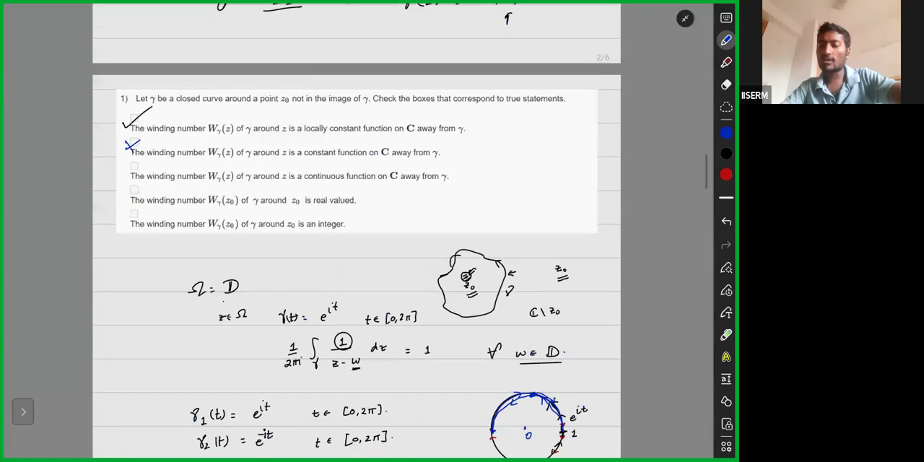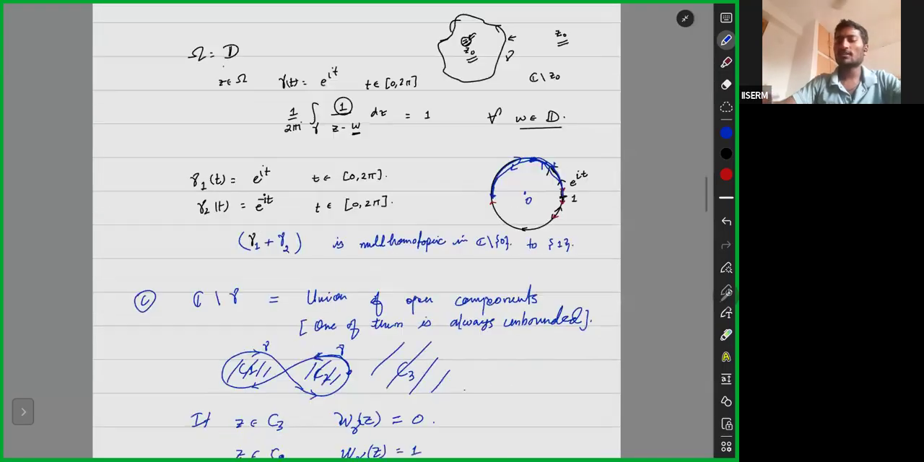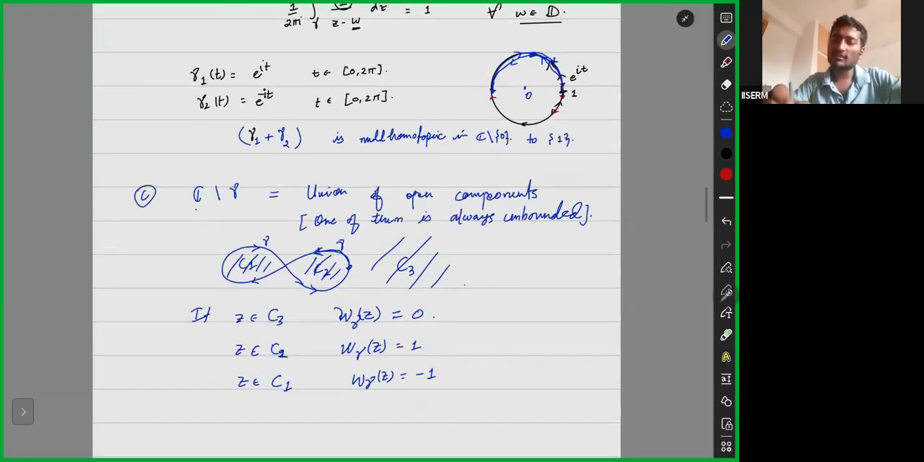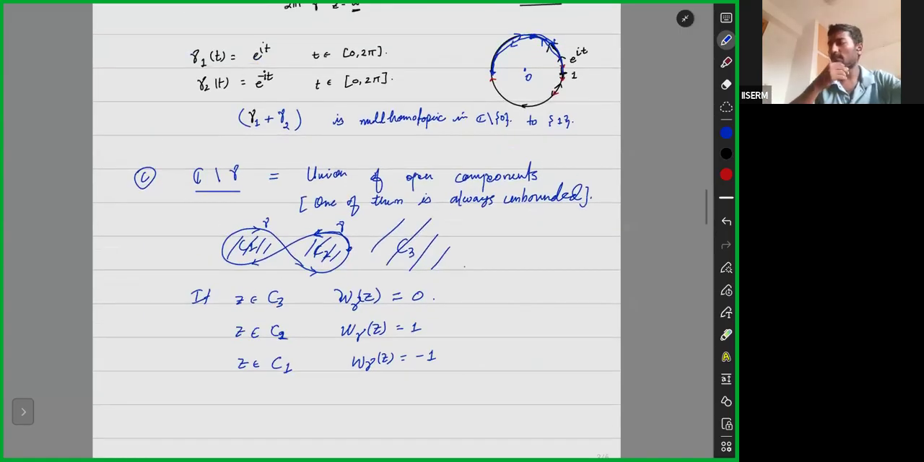And we are going to see that it is a continuous function. Yes, of course. Why? Because C minus gamma is a disjoint union of open components, and in every component it is defined to be a constant function. Constant functions are continuous in any domain, and here it is on open disjoint sets. So the winding number is a continuous function.